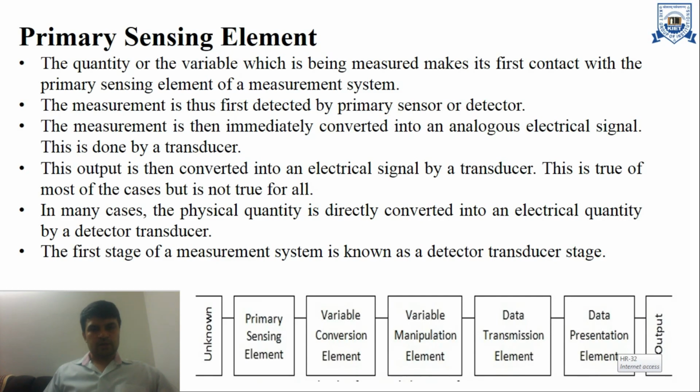Here, first, primary sensing element. The quantity or the variable which is being measured makes its first contact with the primary sensing element of the measurement system. The measurement is thus first detected by the primary sensor or detector. The measurement is then immediately converted into an analogous electrical signal. This is done by a transducer.